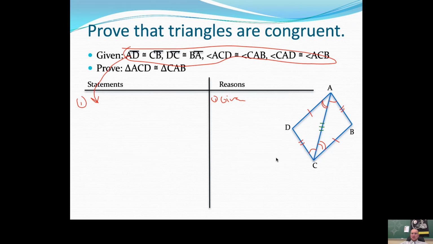So we know that segment right there, segment AC, is congruent to itself. It's on both triangles. Just watch the order. Segment AC goes with segment CA because these triangles aren't translated. That's the reflexive property.